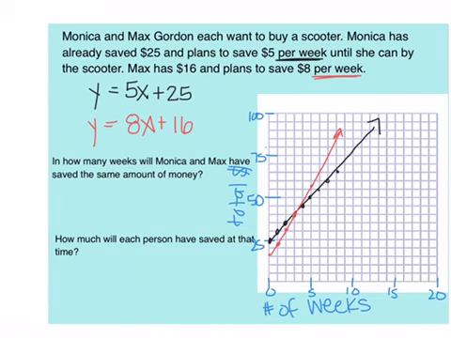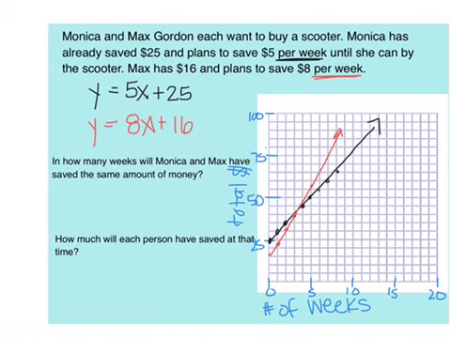So here's the graph I came up with. When you are graphing Max, just be careful. He starts at 16 and he grows by 8 every time. Since my scaling went by 5s, it made it a little funky, but I just did 16 plus 8 to figure out where I would be, and then added another 8 to figure out where I would be. So you can do that over and over again.